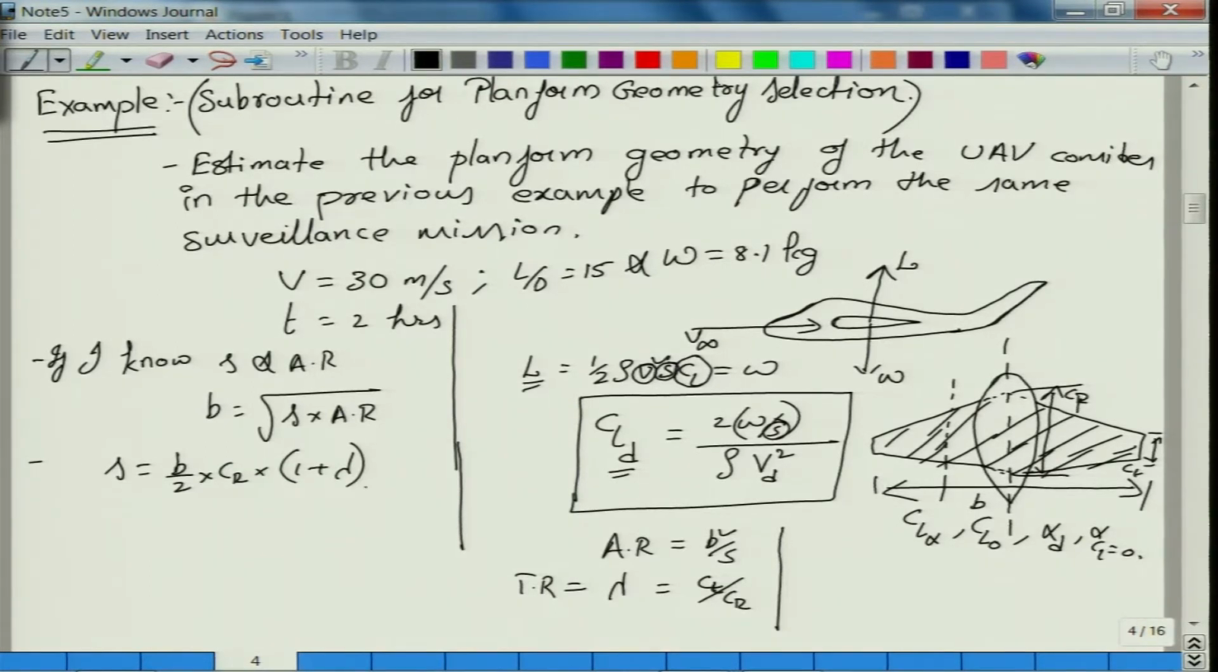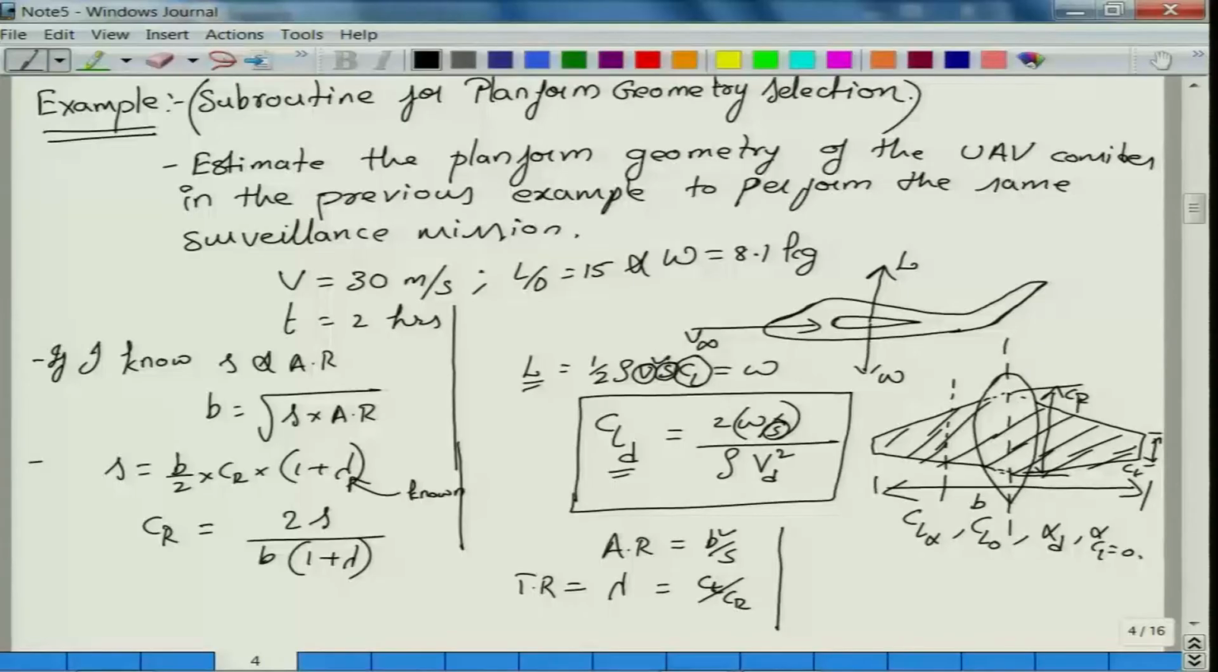If lambda is known, or say I can make it a variable as well, I can find out what is CR. CR is 2 times S upon B times (1 plus lambda), for a straight tapered wing. When there is sweep back, you consider the cause of leading edge sweep, but I am not going to talk about that here. I am talking about a straight tapered wing here.